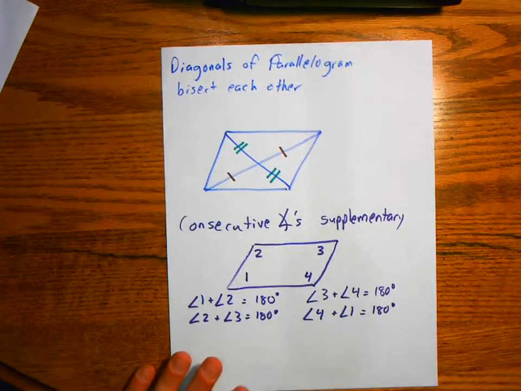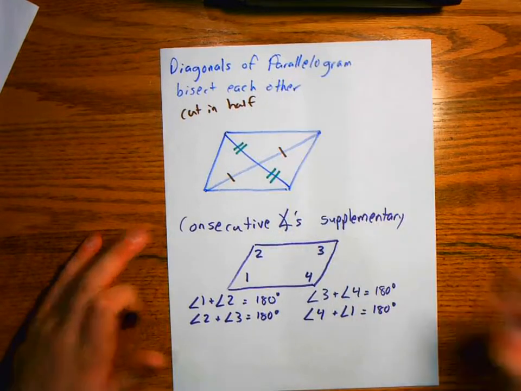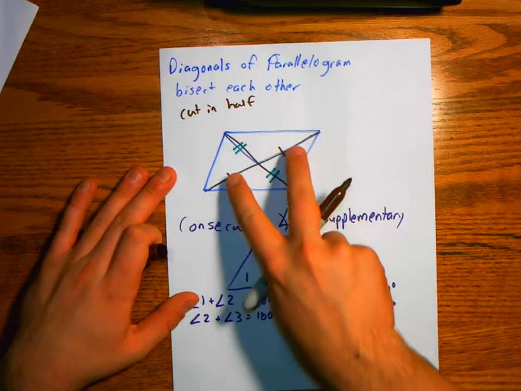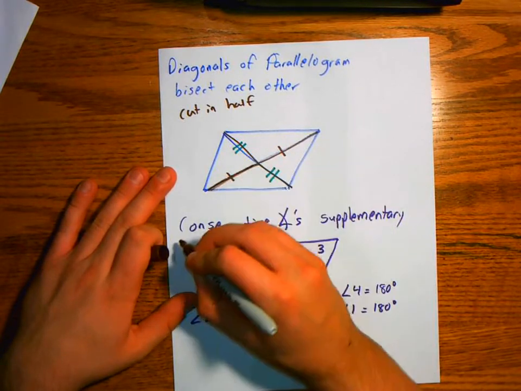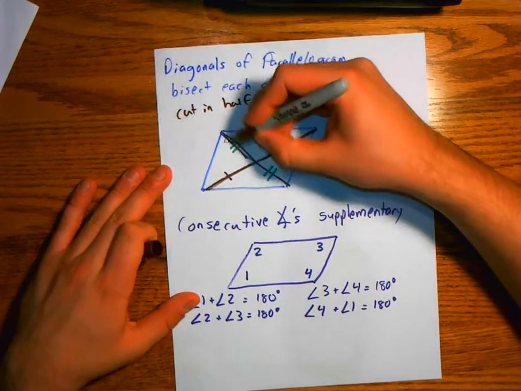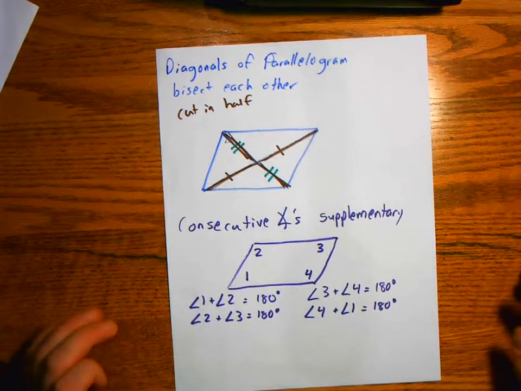Then the other target talks about the diagonals of a parallelogram, and the diagonals of a parallelogram bisect each other. And again, bisect means cut in half. So that means if you have one diagonal compared to the other one, it's going to cut each of these parts in half. So this line segment is the exact same length as this line segment right here. And same thing with this half of the diagonal compared to that half of the diagonal. Those two are the same.